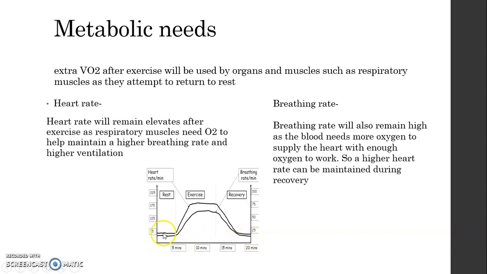At the same time, the heart rate at rest is around 75. During exercise it will then increase rapidly, and then it will plateau. After that, it will still remain slightly elevated as it needs to pump oxygenated blood to the working muscles, and at the same time take the carbon dioxide and the lactate out of the muscles.